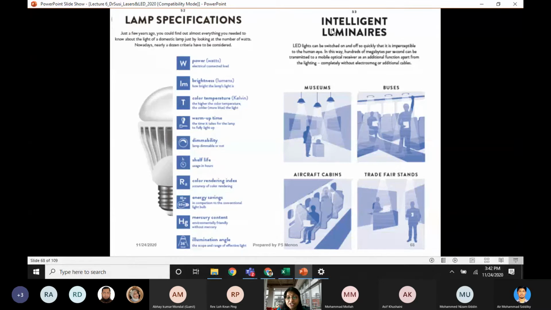So you can have intelligent luminaires, right? They can be switched on and off so quickly that it is imperceptible to the human eye. For example, in museums, when it detects the presence of somebody, it can switch on, or in buses, aircraft cabins, and also in trade fair stands. So it's intelligent LED luminaire light. Okay.